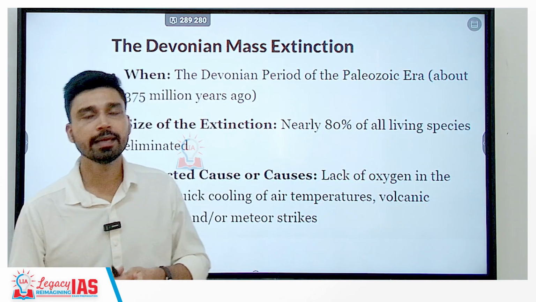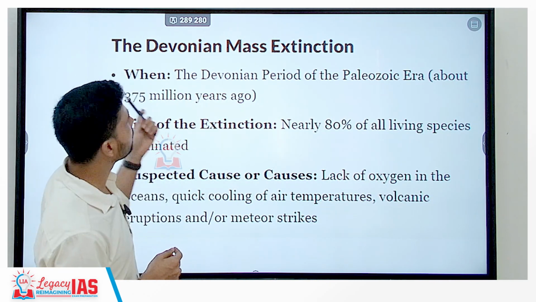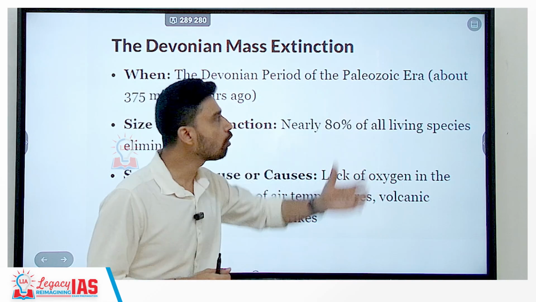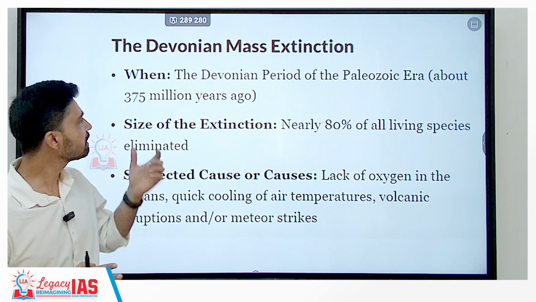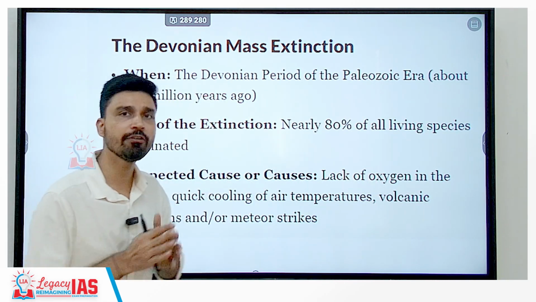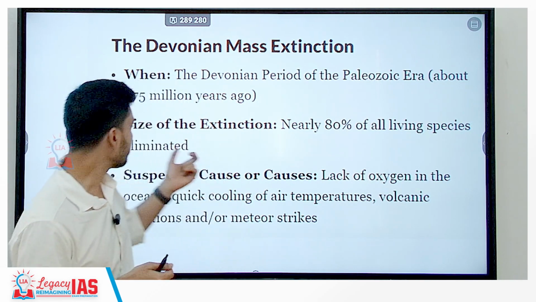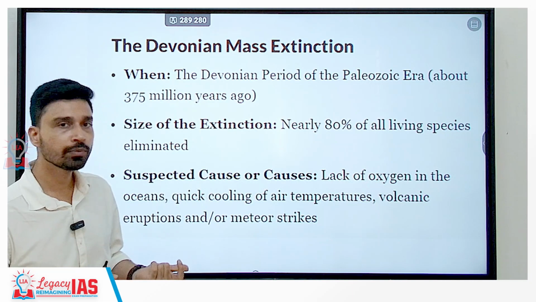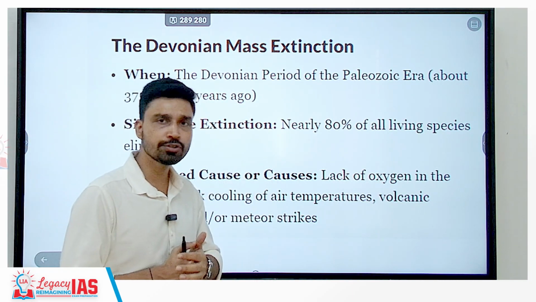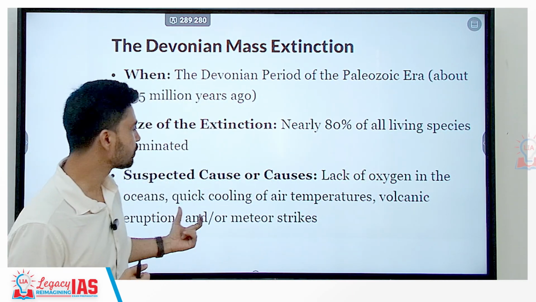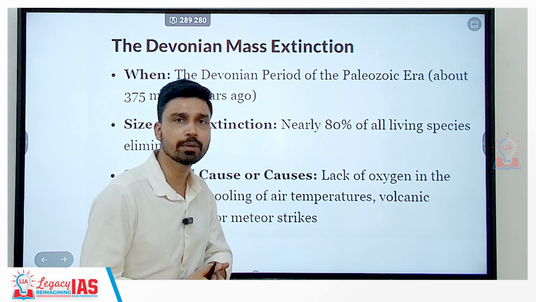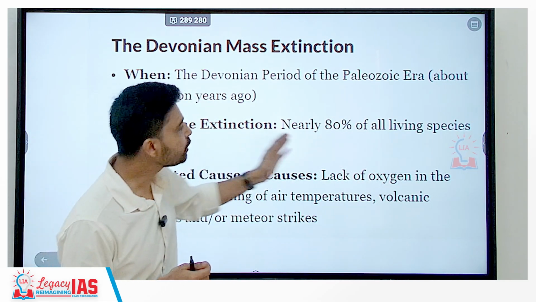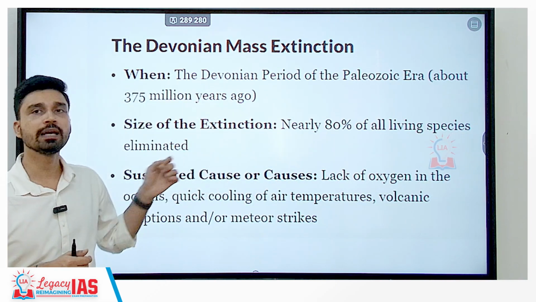Following this, the second mass extinction is referred to as the Devonian extinction, which happened in the Devonian period of the Paleozoic era, about 375 million years ago. The suspected causes are believed to be a lack of oxygen in the ocean, quick cooling of air temperatures, and volcanic eruptions or a meteor strike; both might have happened. As a result of this devastating extinction event, nearly 80% of all living species were eliminated.